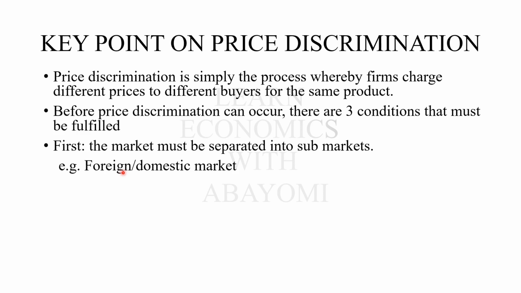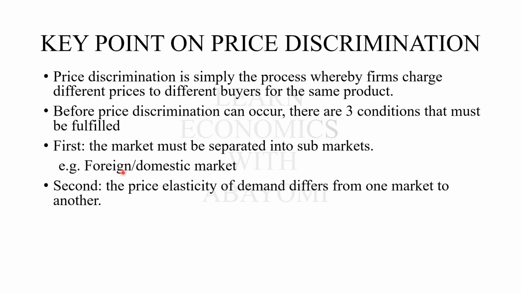So now the second condition that must be fulfilled before price discrimination can occur is that the price elasticity of demand differs from one market to another. First of all, they should be separate markets. Another thing is price elasticity. Now, what is price elasticity? It is the degree of responsiveness of demand to changes in prices. How these two markets respond to changes in prices. That is price elasticity. So now, price discrimination can occur when a particular market responds more to changes in prices than the other markets.